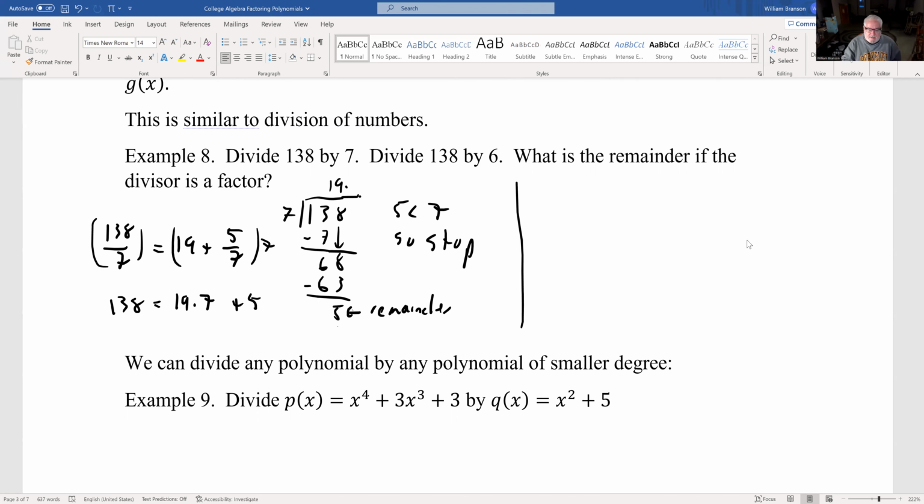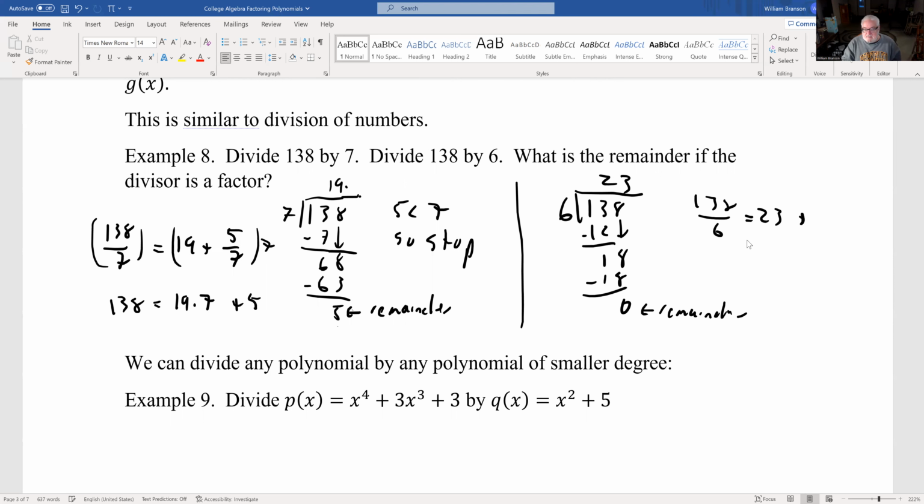What about 138 divided by 6? Same process. 6 goes into 13 twice. That gives me 12. Subtract, you get 1. Pull down the 8, you get 18. 6 goes into 18 3 times. 6 times 3 is 18. So subtract, and you get 0. There's my remainder. And here we write it as 138 over 6 equals 23 plus 0 over 6, technically, because the remainder is 0, but we really don't keep that. Or we can say that we have factored 138.